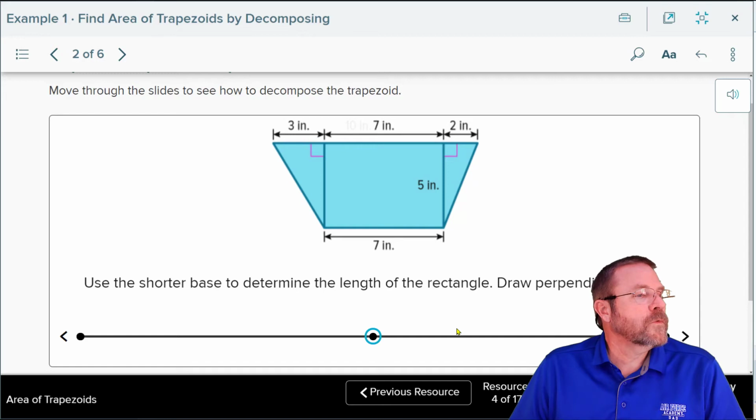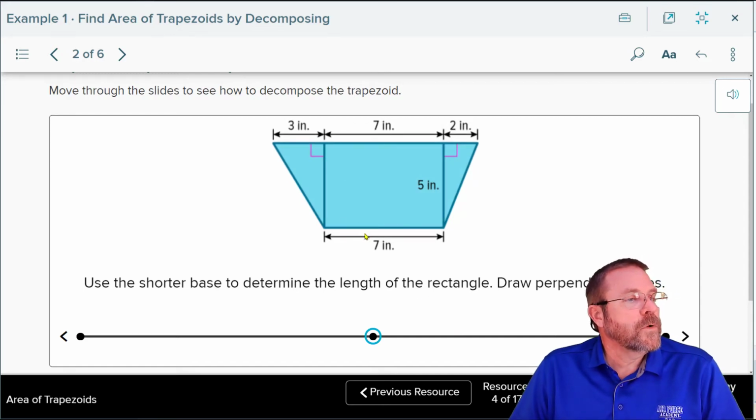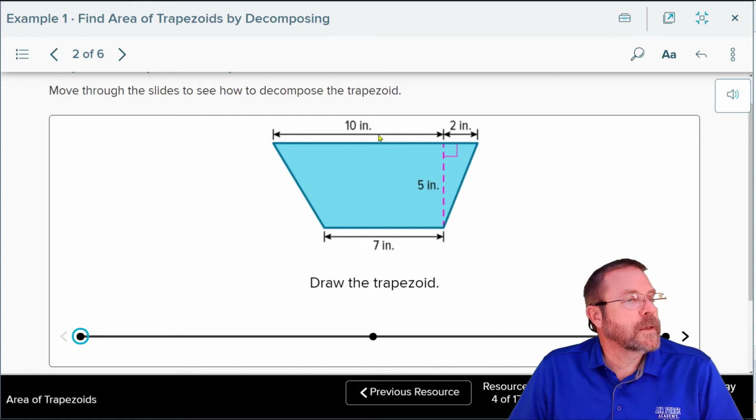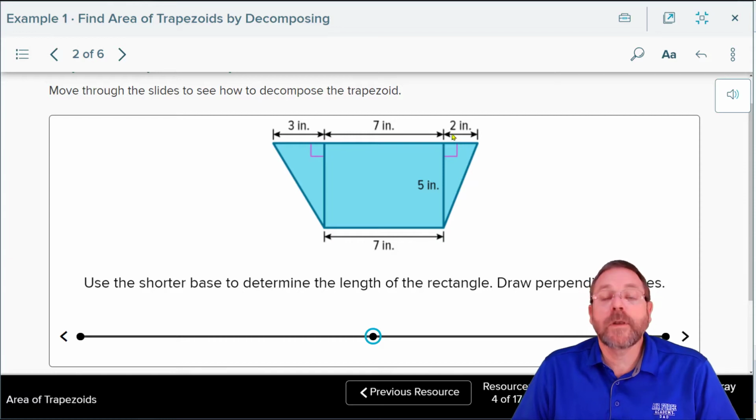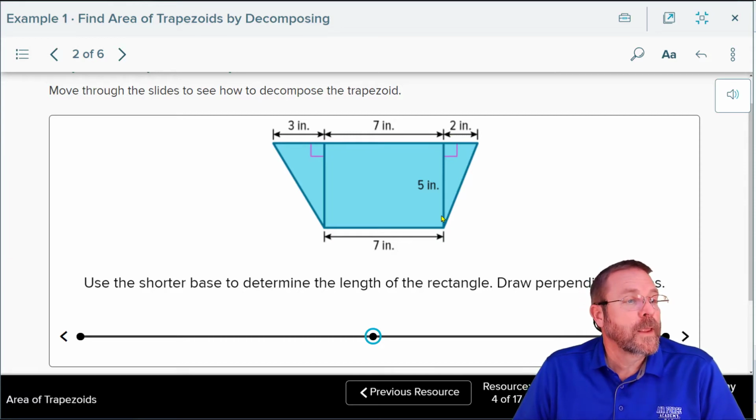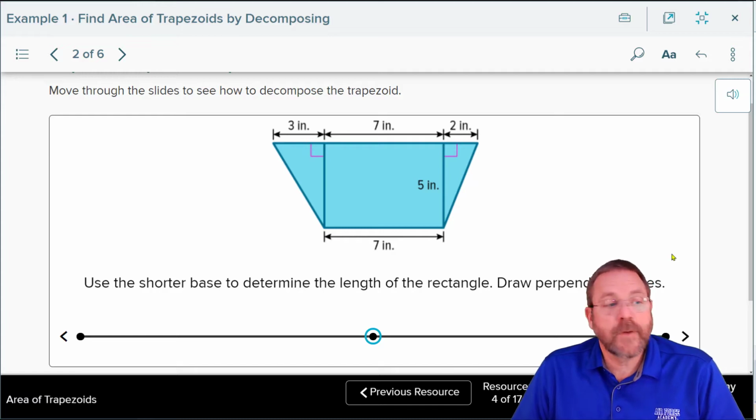So they want us to move through the slides, and you can see that we have a total of 10, I'm sorry, let me go back here to the bottom. We had a total down here: 10 is this distance, 2 is this distance, and 7 is this distance right here. That means that the length from here to here is going to be 10 minus 7, and you can see that would end up being 3. So now you have a triangle here with a section of 3. You have a rectangle that is going to be a 7 by 5. And you have another triangle here with a section of 2. And of course the height of both triangles is going to be 5 as well.